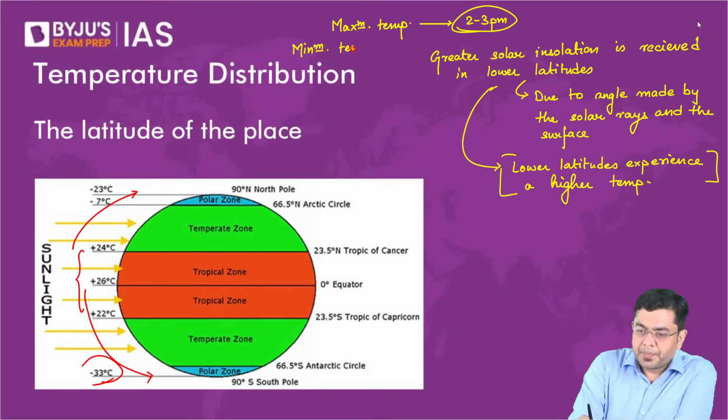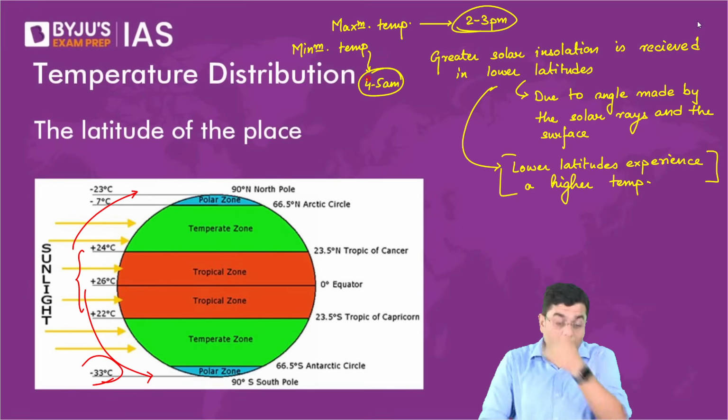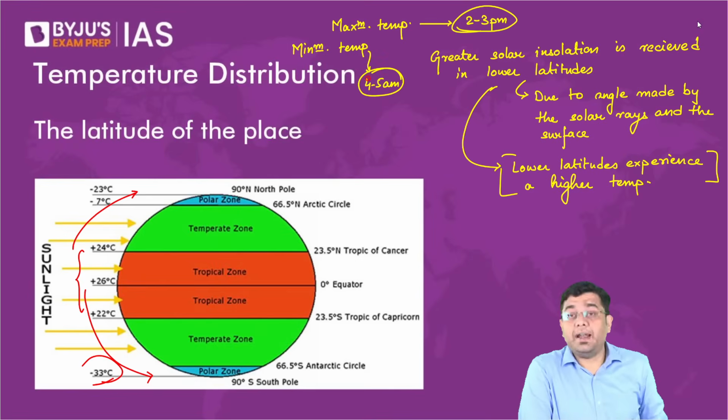Minimum temperature is observed around 4 to 5 a.m. in the morning. So that is what you have as the maximum and the minimum of temperature recorded in any area.